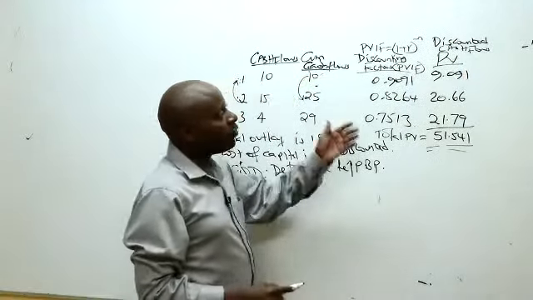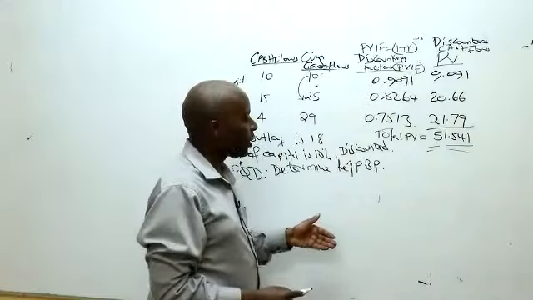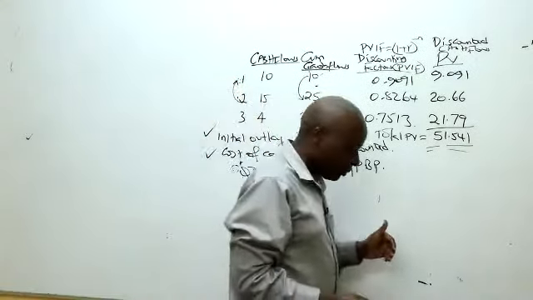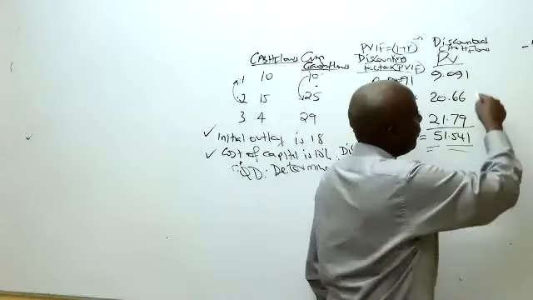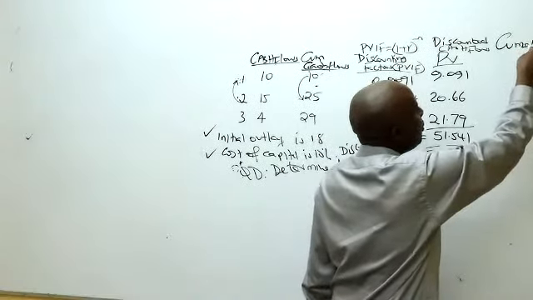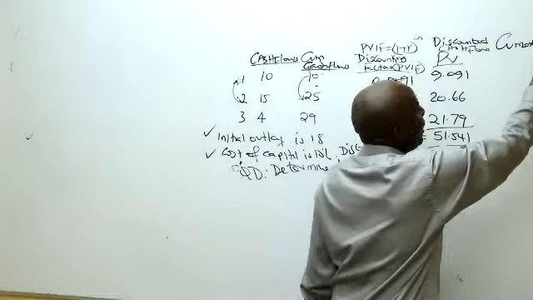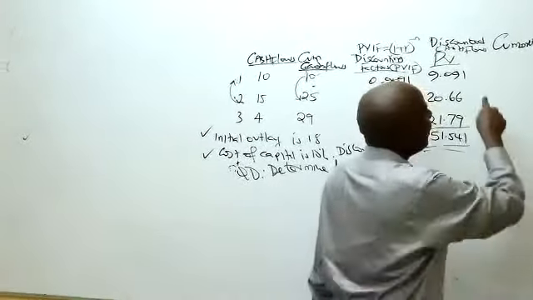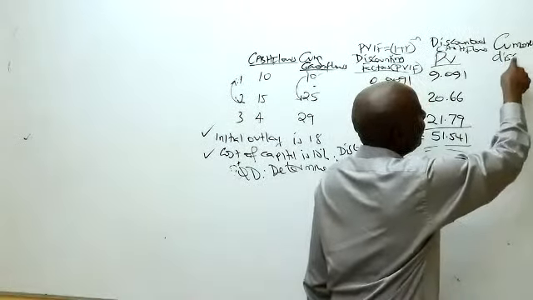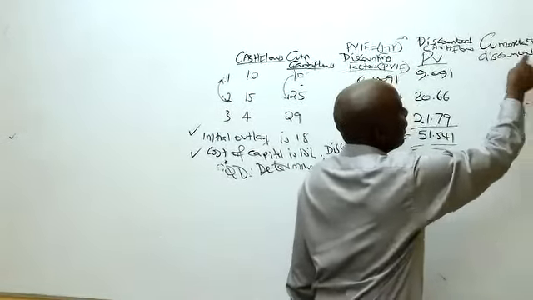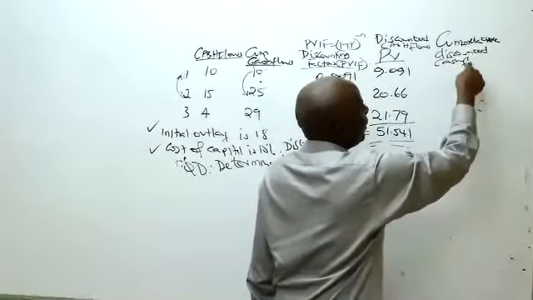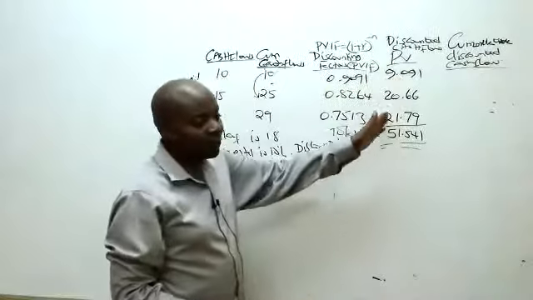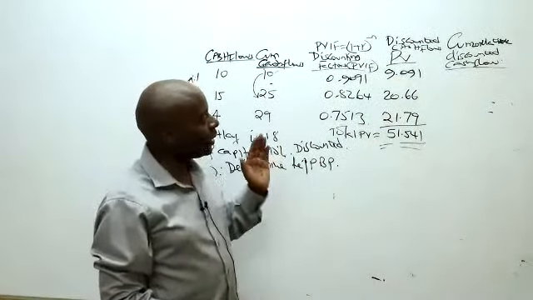And once I have my discounted cash flows and I'm in need of getting the payback period, what I need to do is to give them the cumulative. Give us this cumulative discounted cash flows. We are accumulating these cash flows downwards.